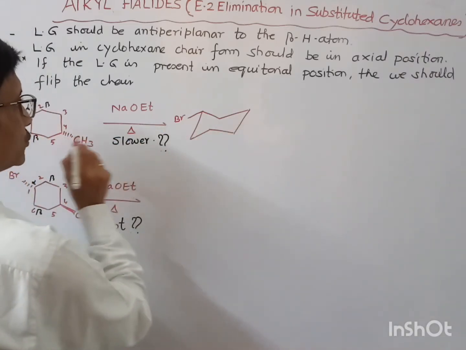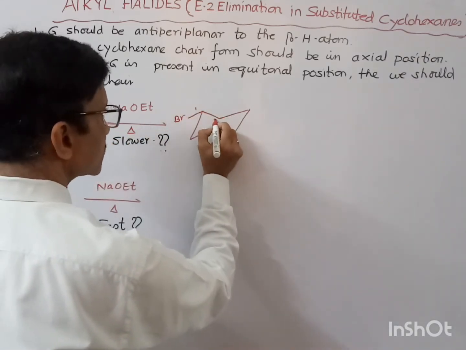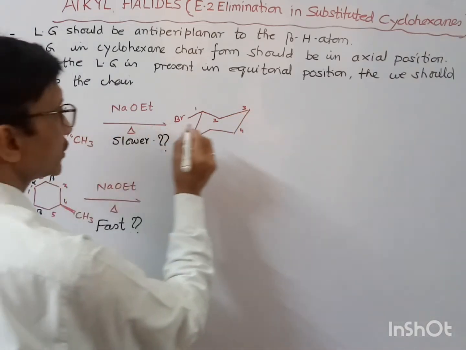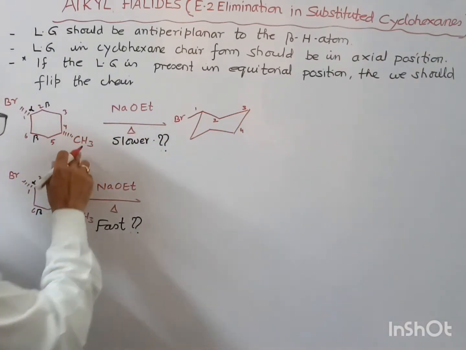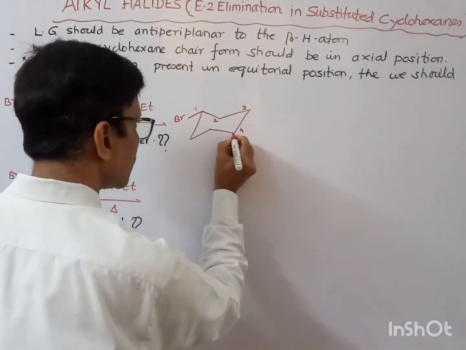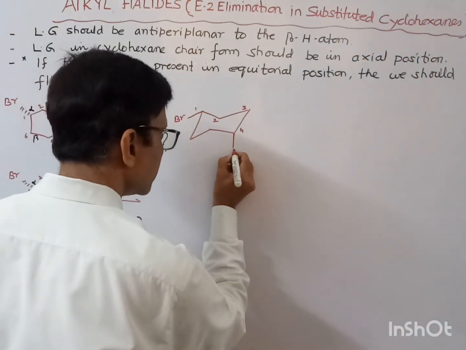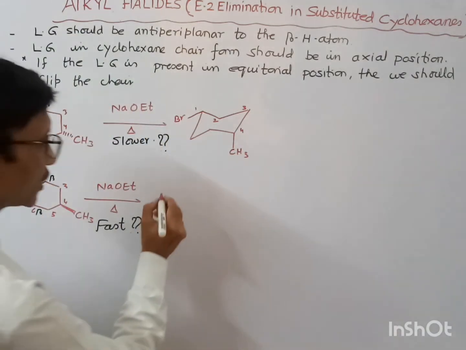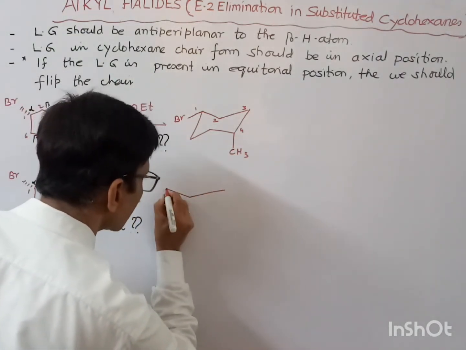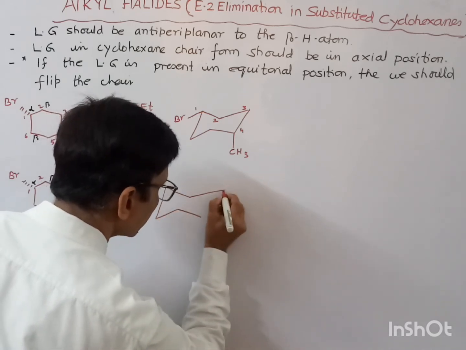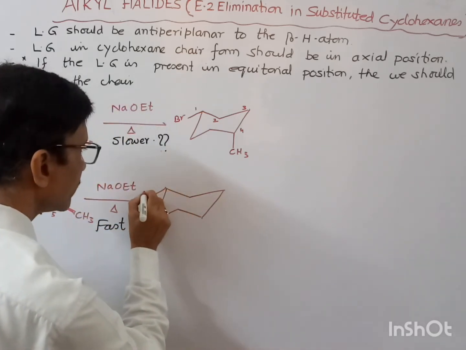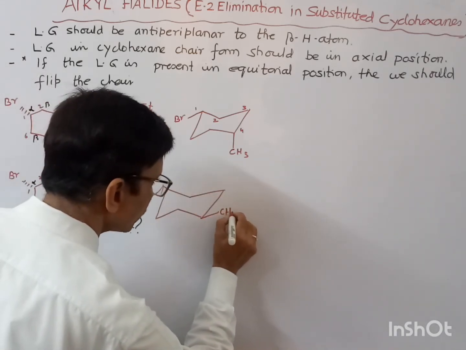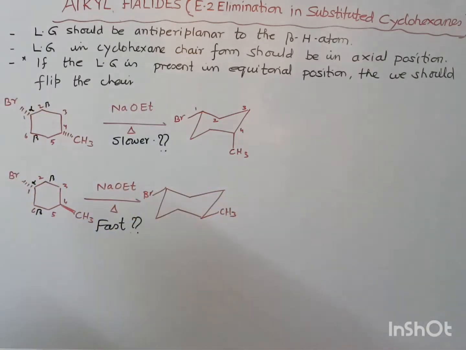And at fourth position, suppose this is the first, second, this is third, and this is fourth. At fourth position, this CH3 is down. So you will write this CH3 down. Now, if you will write the chair form for this structure, then what you will find? This bromine, no doubt, same position, and this is the CH3 position which is going up.